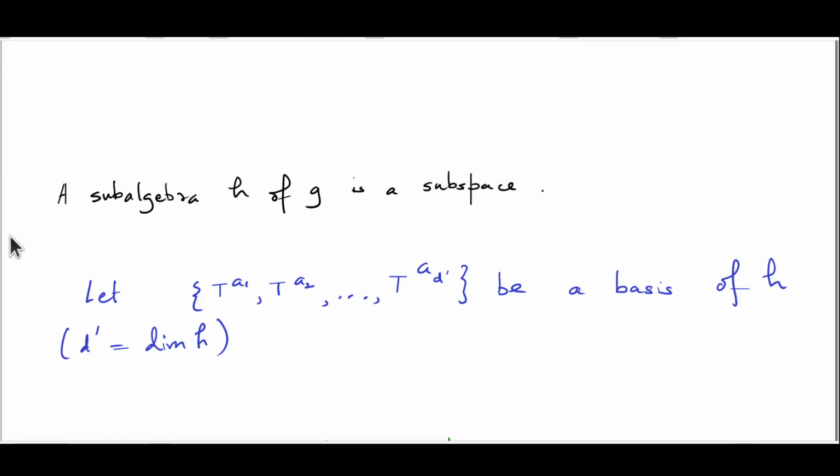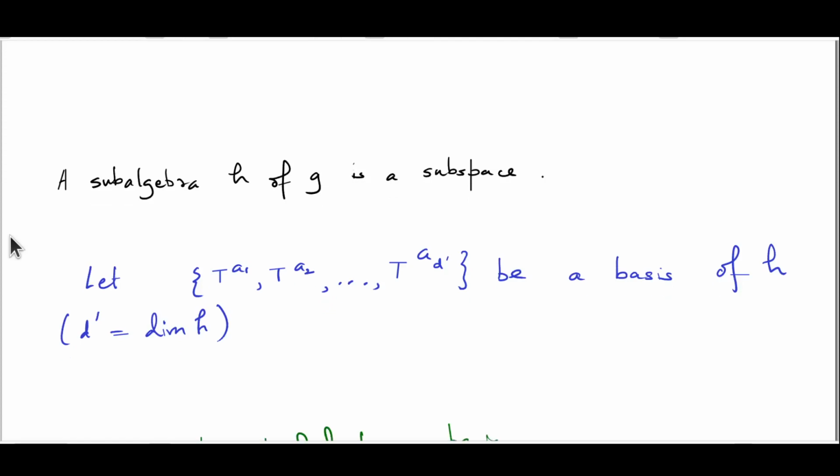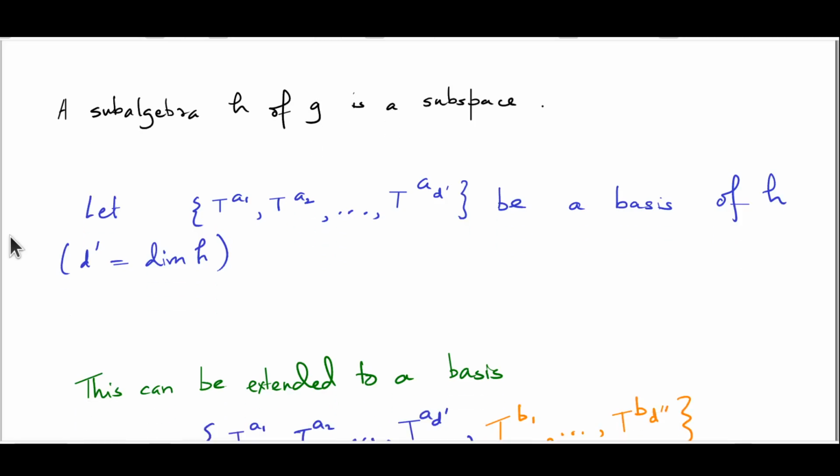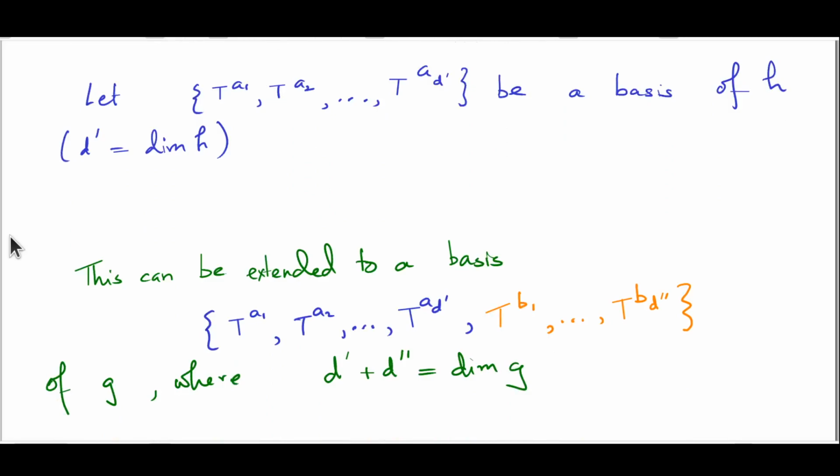Now, in order to see this, let me remind you that any subalgebra H of G is a subspace. And being a vector subspace, it has its own basis. So let T_a1, T_a2 up to T_a D' be a basis of H. We have assumed that D' is the dimensionality of this subspace H. Now, it's a very standard result in linear algebra that you can always enlarge a basis of a subspace into the basis of the whole space. So you can always extend this basis to form a basis of G, of the Lie algebra G.